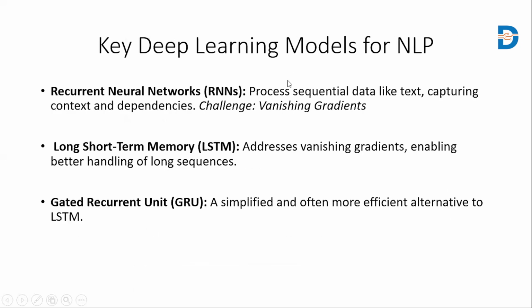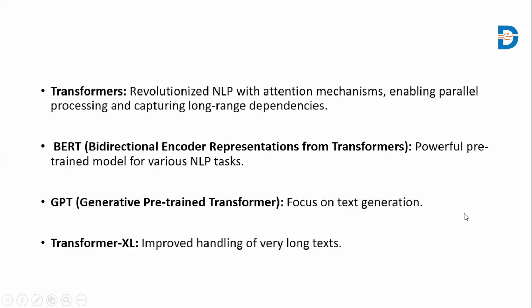What are the deep learning models for NLP? The very basic, or base, model is the recurrent neural network. It processes sequential data like text, capturing context and dependency. But there is a problem of vanishing gradient. Then we have LSTM, long short-term memory, which addresses the vanishing gradient problem and enables better handling of long sequences. Then we have the gated recurrent unit, GRU. It is a simplified and often more efficient alternative to LSTM.